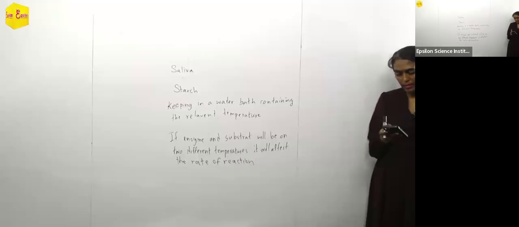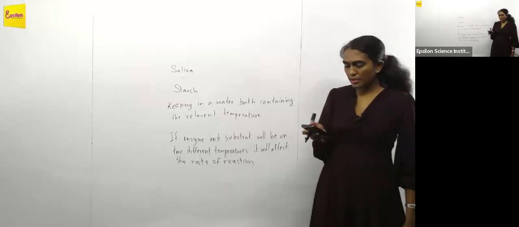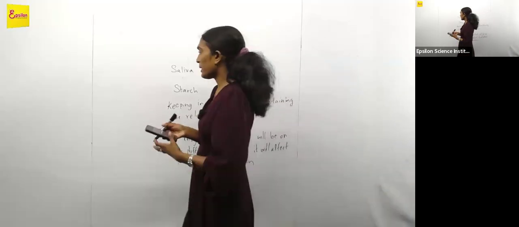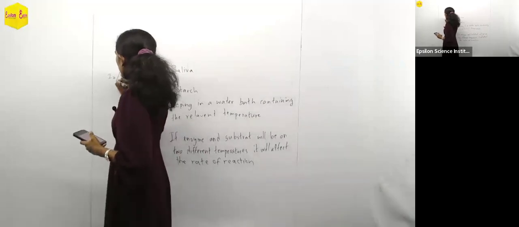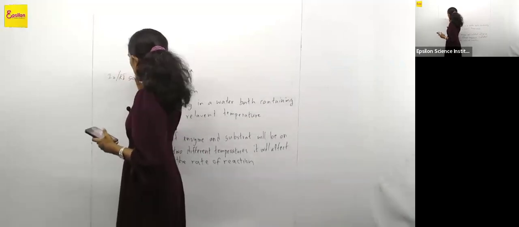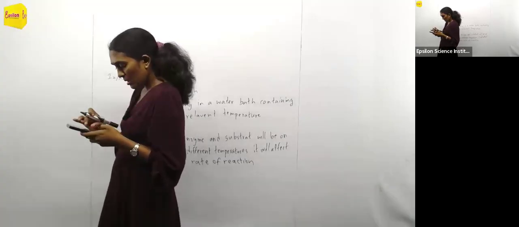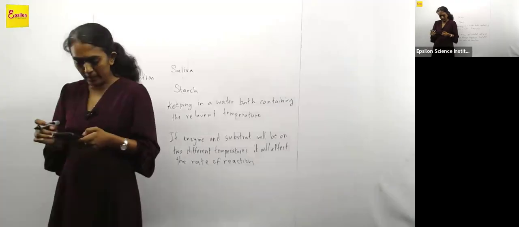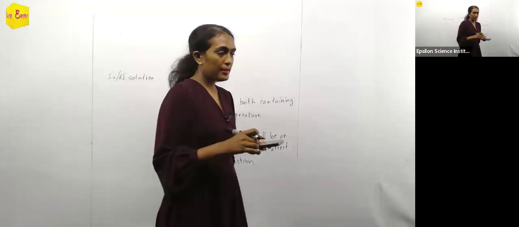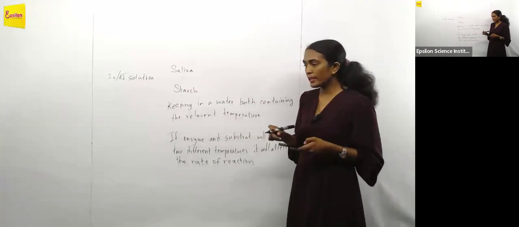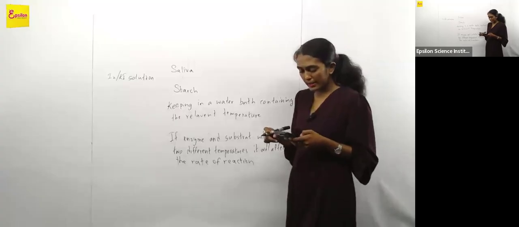What is the solution taken to test this reaction mixture? Iodine solution, or as you can write, I2 in KI solution. Next one. Why is a white porcelain tile used? To observe the color change clearly.